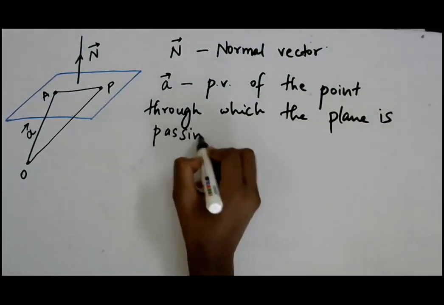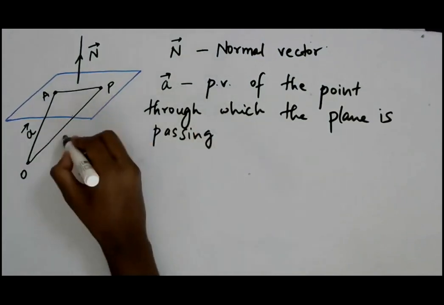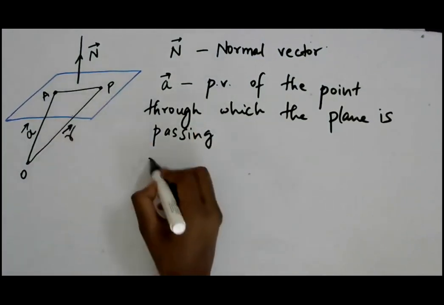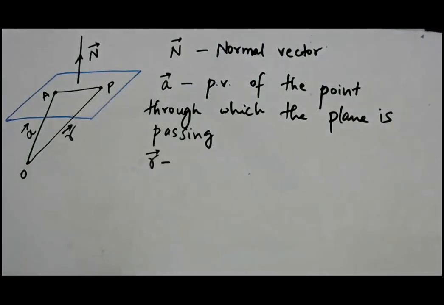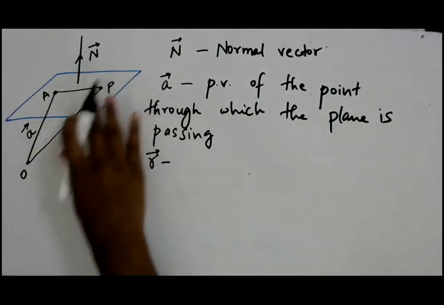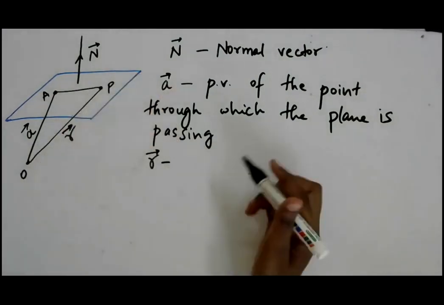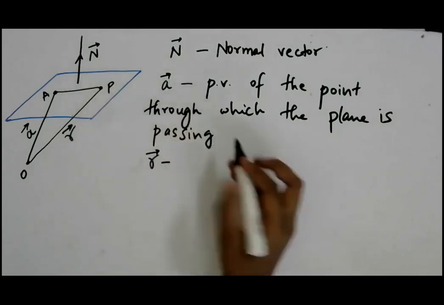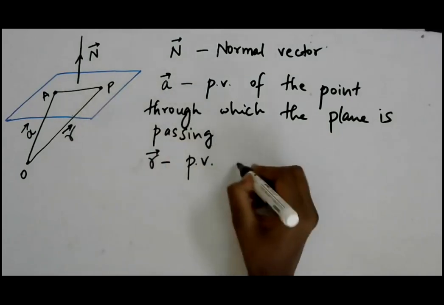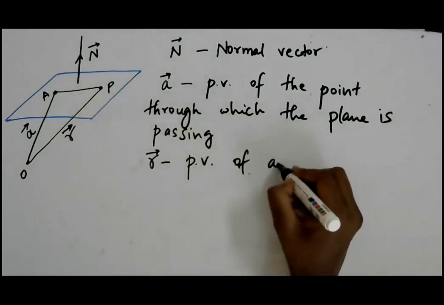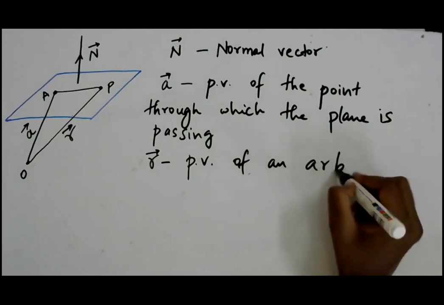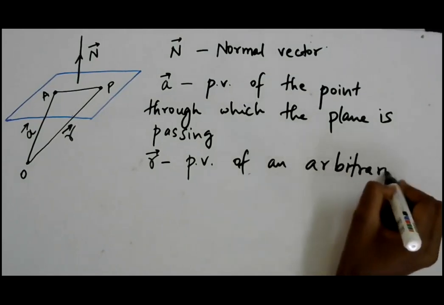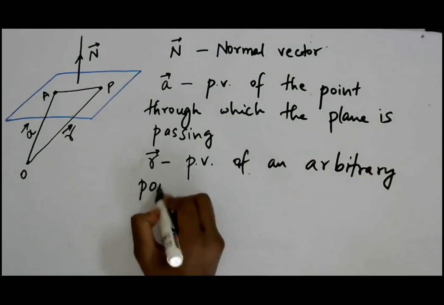Okay, and let's name this also. Let R vector be the position vector of some arbitrary point in the plane. So this OP is going to be the position vector of P, that is R vector, where the point P is arbitrary. So R vector is the position vector of an arbitrary point lying on the plane.